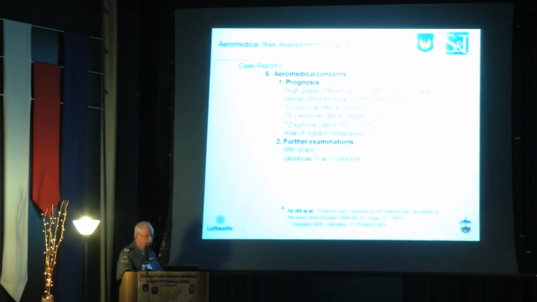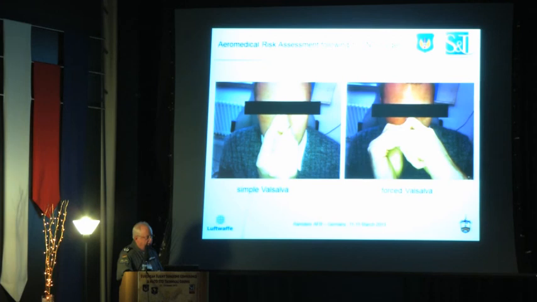What we want to have is an MRI of the brain to exclude metastasis. A PET MRI was done 1 year before, just before letting him fly again. We wanted a new MRI of the brain, and we performed it, I think, last week, and it was okay. Another question is how he can perform the Valsalva trial with this epithetic flap. We checked it, and he was able to do a simple Valsalva, and for the forced Valsalva he has to fix his epithetic supply, and it works very well.